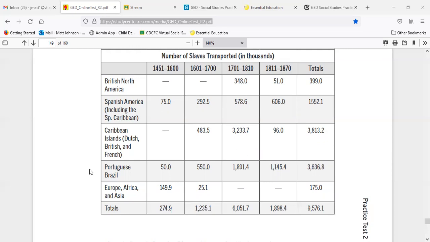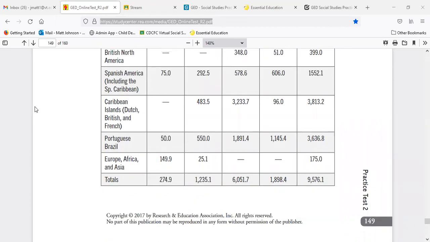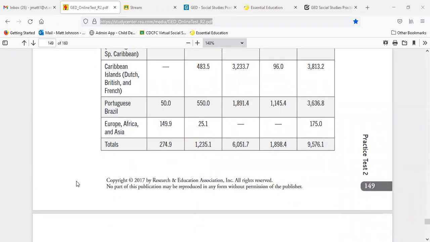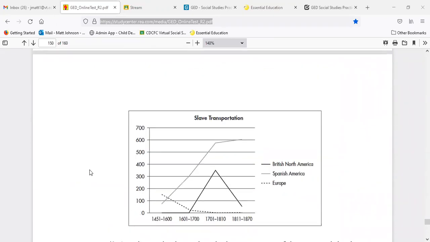So again, that's in the thousands. So we're talking about 348,000 in British North America from 1701 to 1810. All right, so there are our different colonies or colonial locations, different parts of the world.